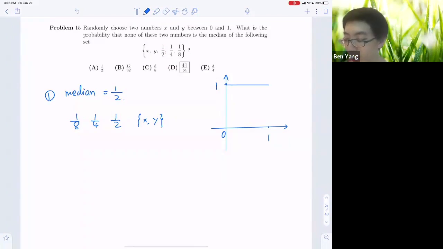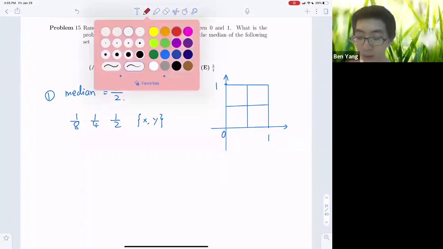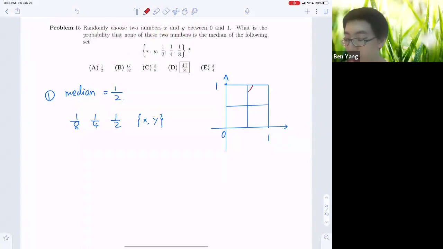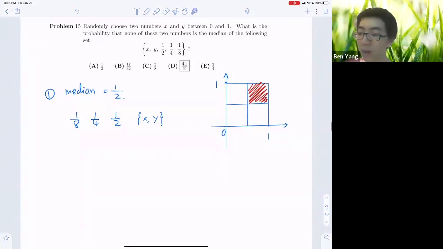So we can find those x and y on the coordinate plane. x is larger than 1/2, y is also larger than 1/2. So we can draw the 2 lines, x is equal to 1/2, y is equal to 1/2. Then the red region here consists of points with x larger than 1/2 and y larger than 1/2.